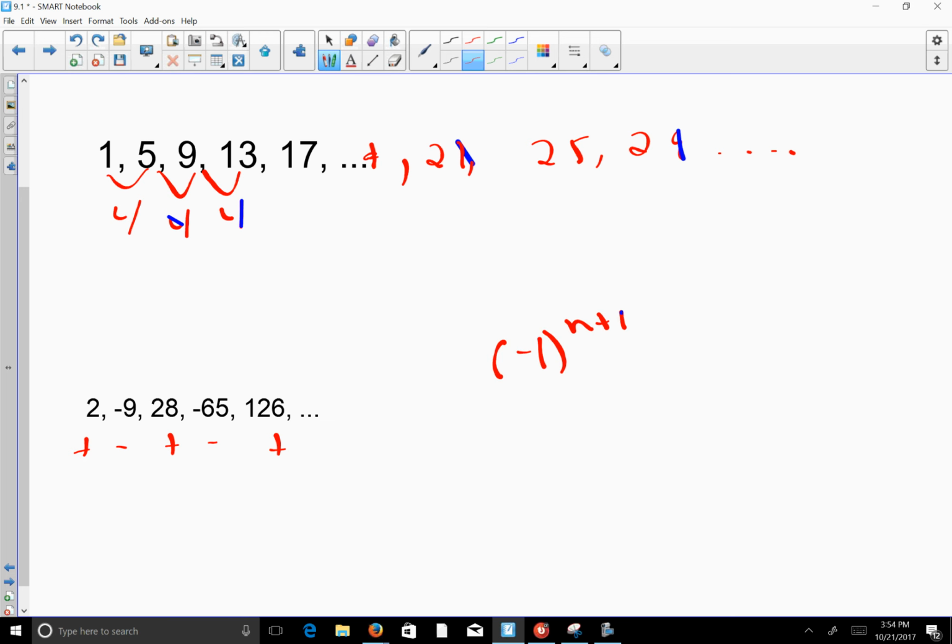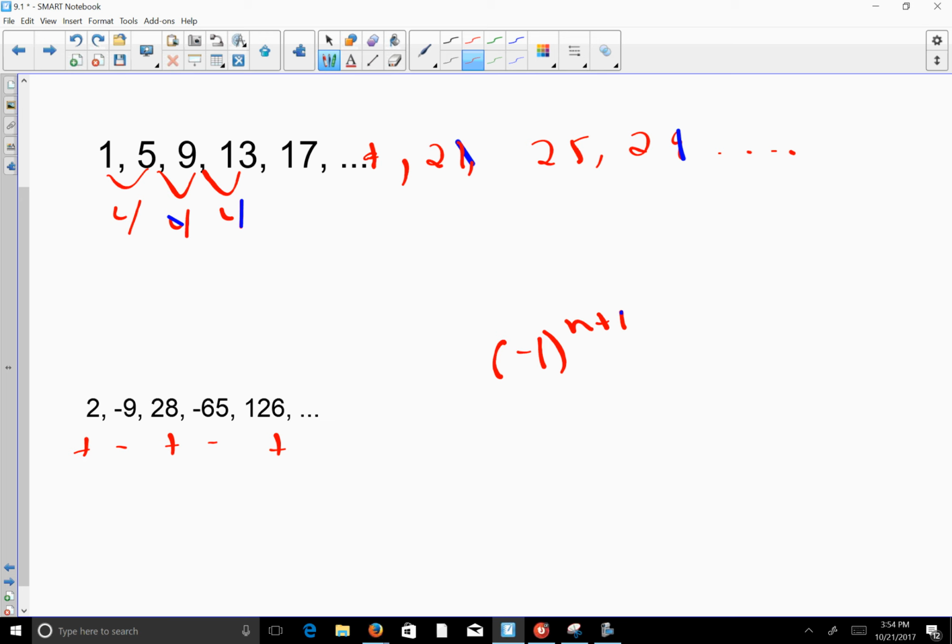Then I'm going to look for a pattern, see if I'm multiplying by anything. Well, I can't multiply anything by 2 to get 9. Can't multiply anything by 9 to get 28. So that's not going to work. So I'm going to look for other patterns. Sometimes I go to squares. So 1 squared is 1, 2 squared is 4, 3 squared is 9, 4 squared is 16. That doesn't seem to be working either.